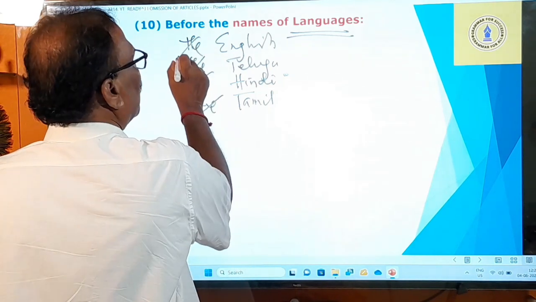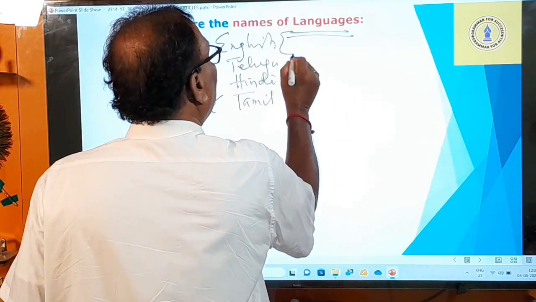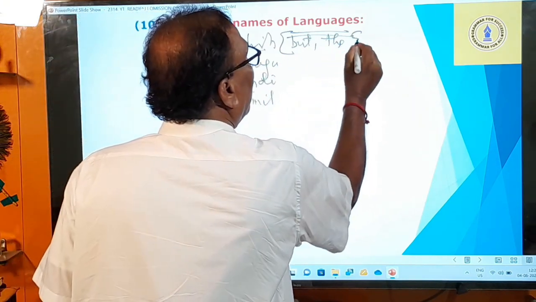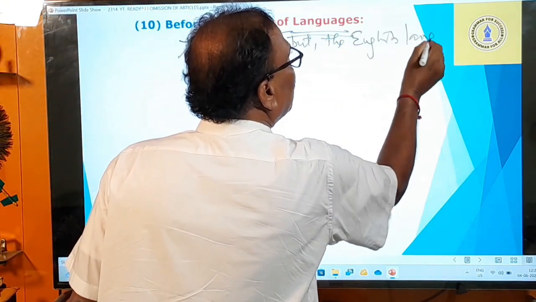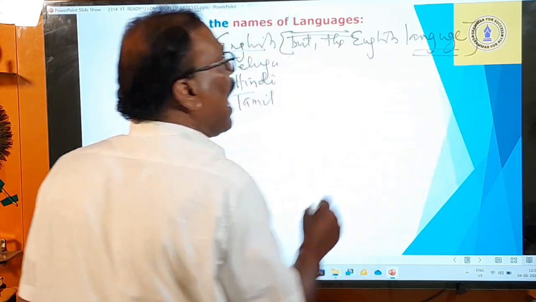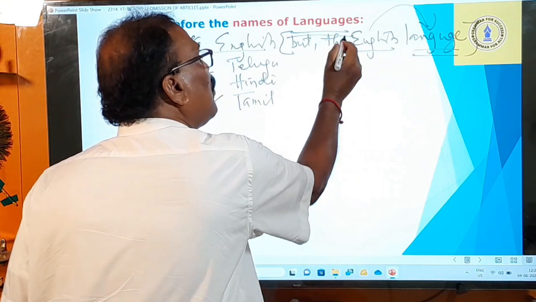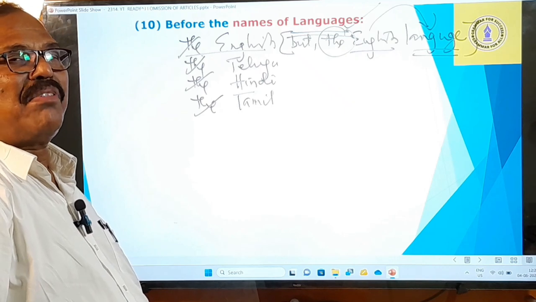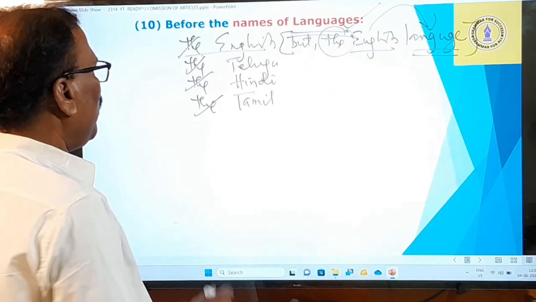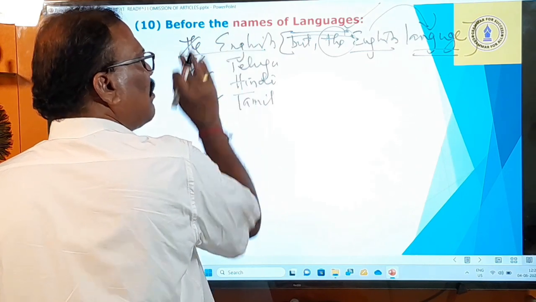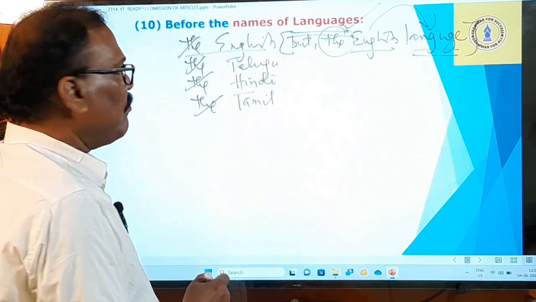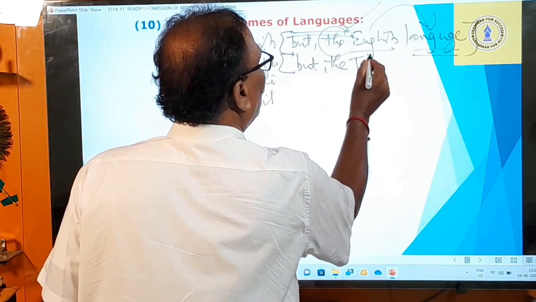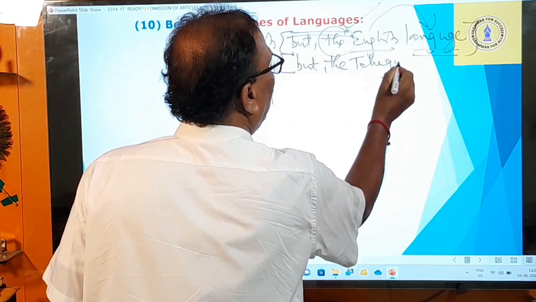No article. But one important thing is there. You can say the English language. You cannot say the English, it's a mistake. If you can use the word language after the name of the language, then you can use this, right? That's why I say English is somewhat tricky, somewhat confusing sometimes, not always. So here, the English is wrong, but the English language is right. The Telugu is not okay, but the Telugu language is okay.